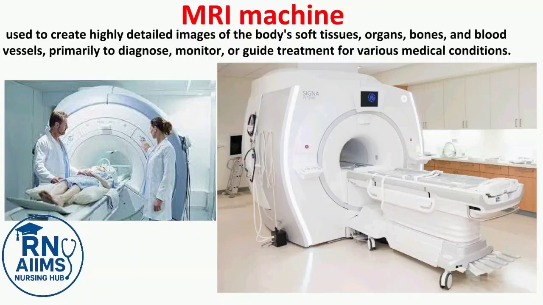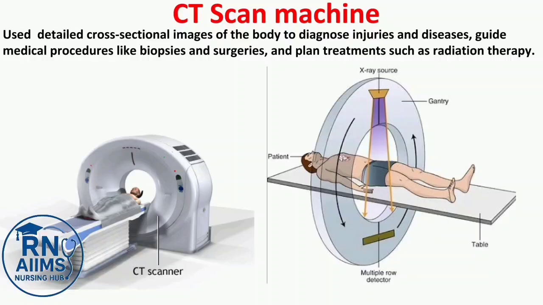MRI machine. Used to create highly detailed images of the body's soft tissues, organs, bones, and blood vessels, primarily to diagnose, monitor, or guide treatment for various medical conditions. CT scan machine. Used for detailed cross-sectional images of the body to diagnose injuries and diseases, guide medical procedures like biopsies and surgeries, and plan treatments such as radiation therapy.